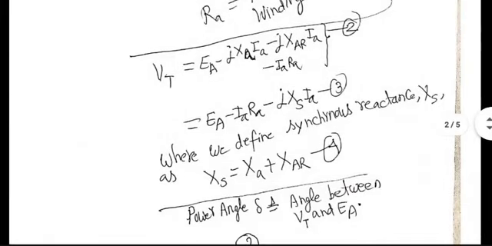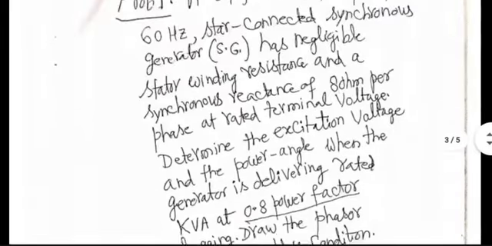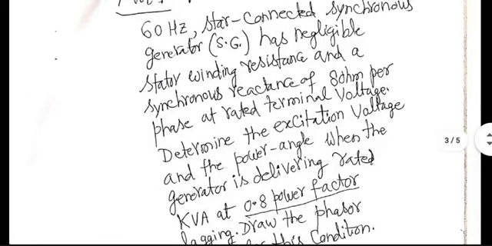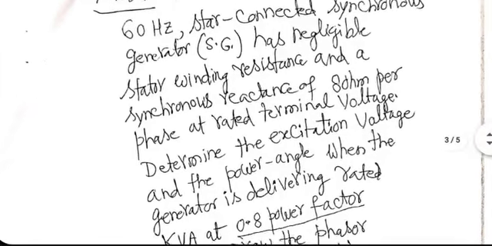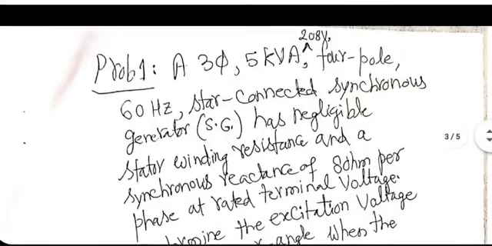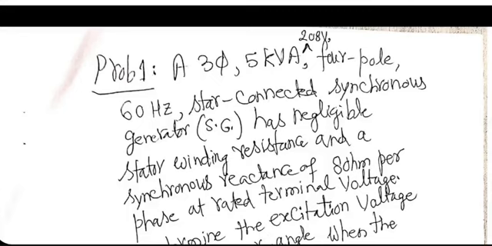That means XS is given, not individual values of XA and XAR, but the total is given. And it's all per phase, of course, 8 ohm, okay? At the rated terminal voltage. Of course, it will keep changing with the load, but let's say at the nominal rated value of load, which is the 5 kVA, 208 volt combination, okay?